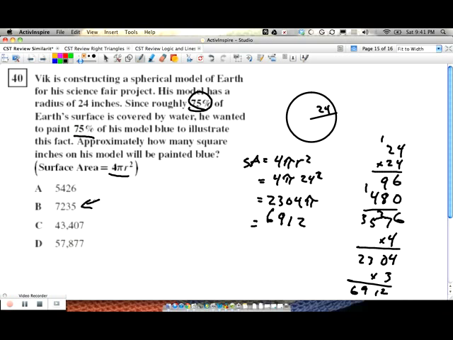But the question is not how much of the surface area is there. It's saying what is going to be painted blue, which is 75% of it. And 75% is really 3/4. So 3/4 of that 7,235 is going to be smaller. And the only thing smaller than this is A. That's what you would come up with. So C and D are way too big. And B is the exact surface area of the globe. But A is only 75% of it.